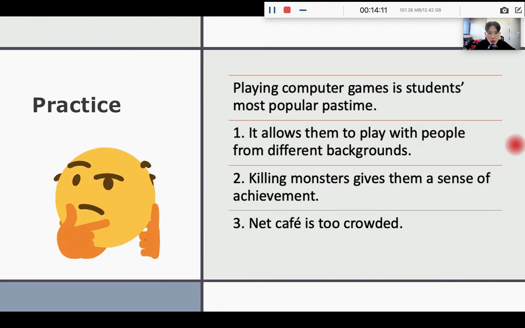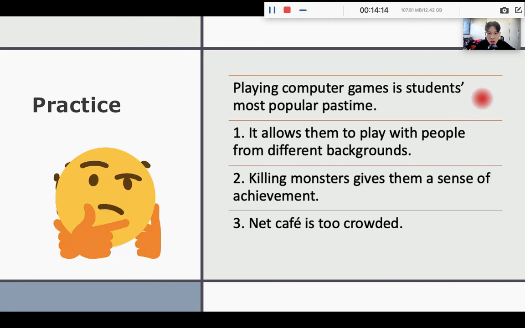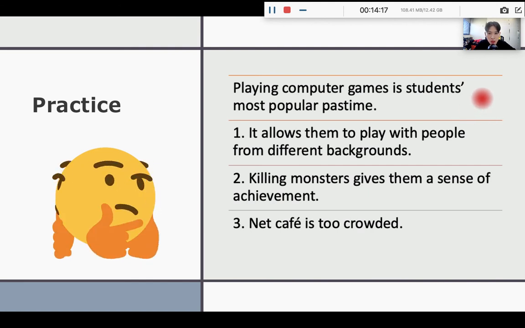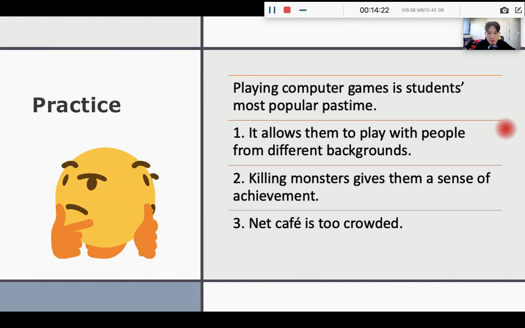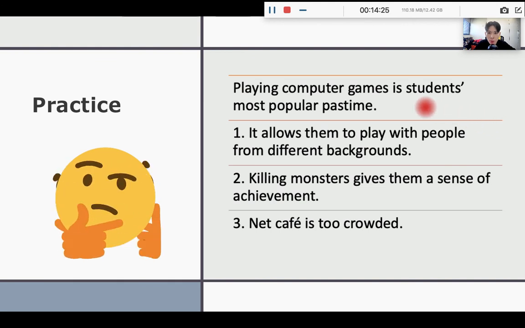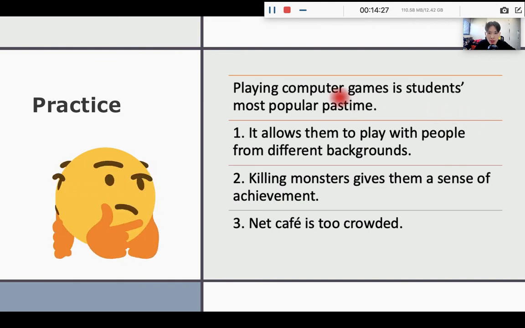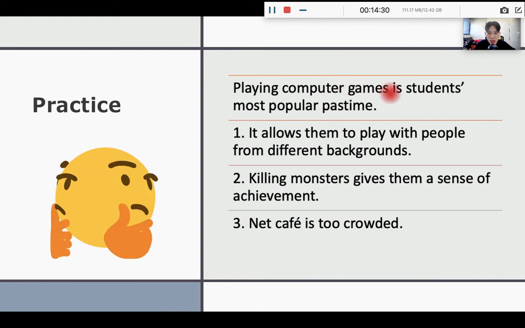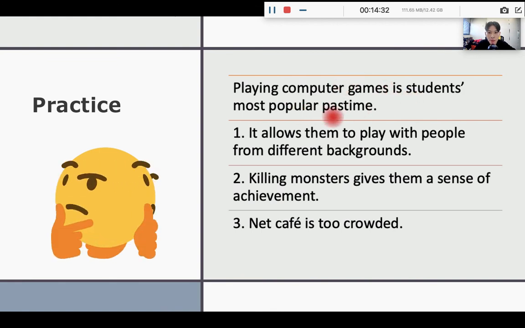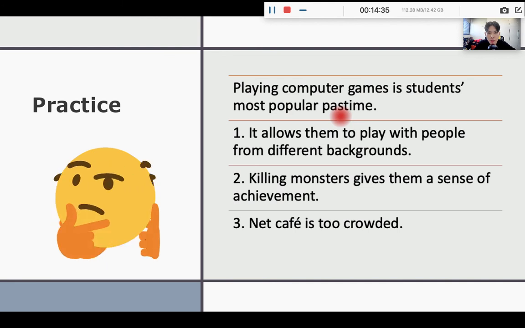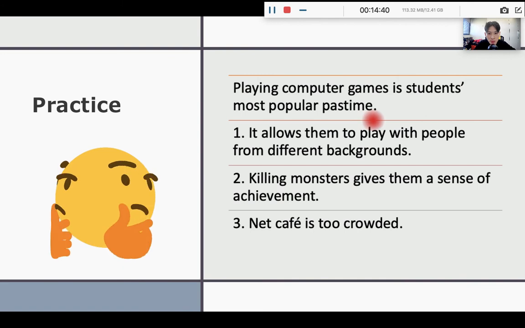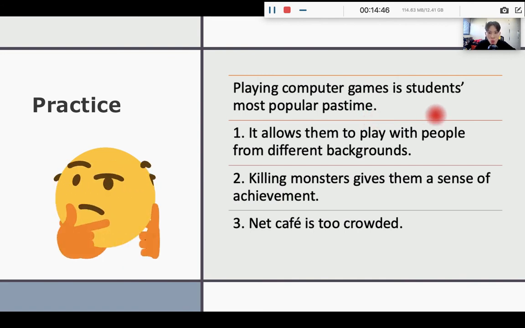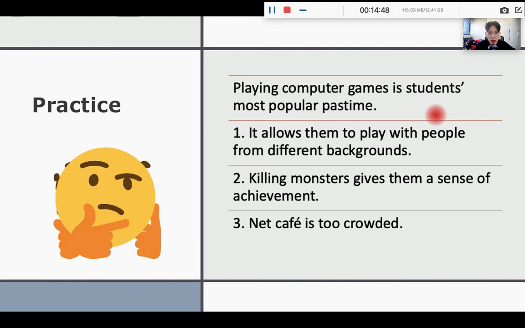Okay, one more. Playing computer games is students' most popular pastime. Please choose one bad supporting sentence. Okay, again, we need to go back to the topic sentence. The topic here is playing computer games, and the focus here is popular pastime. Pastime means fun time. Time when people have fun, or time when people relax. So we need to choose the reason why playing computer games becomes popular among students.